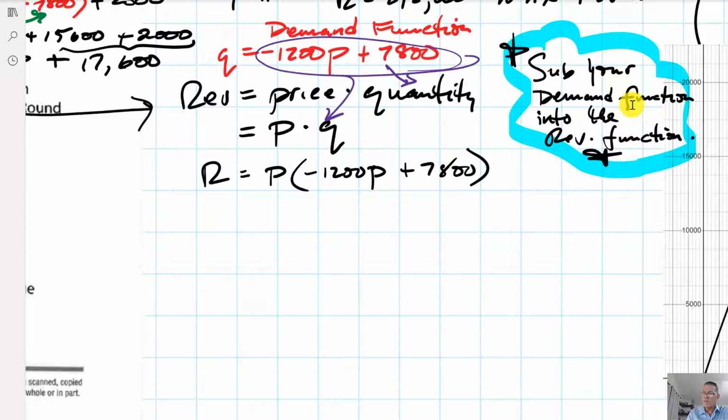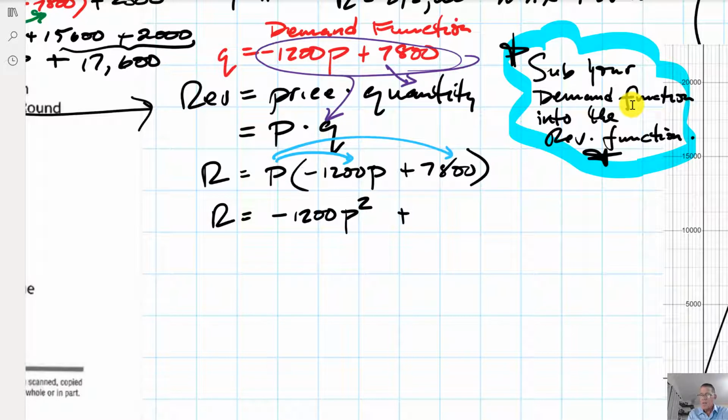Because revenue functions always have a max, and the only way to have a max is to have a downward facing parabola. Now what we need to do is distribute through and see what you get. Negative 1200 P times P gives you negative 1200 P squared, because P times P is P squared. And then P times 7800 is simple, it's just 7800 P. And now you have a quadratic, which we call a parabola.